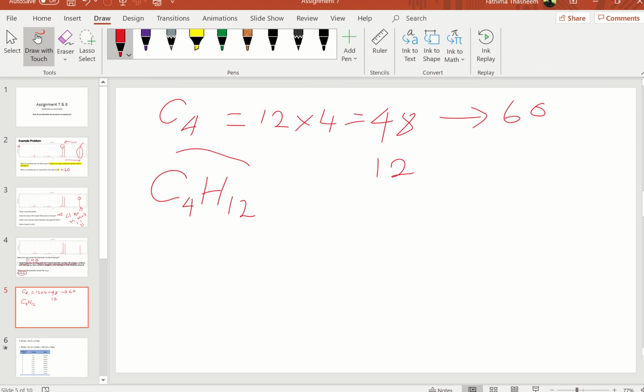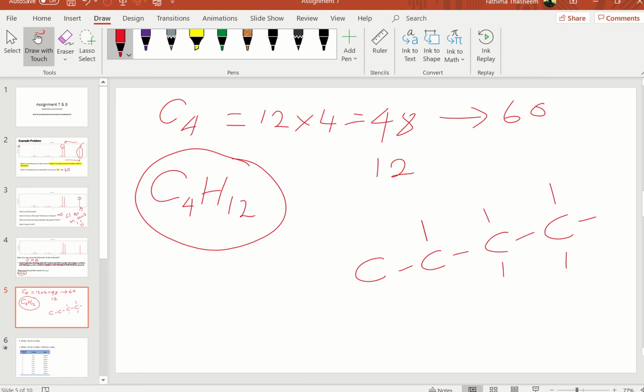Now, can this be a probable structure? You have to draw and see. I would first start by putting the carbons like this, and then put hydrogens at the ends like this. How many hydrogens can I put? 1, 2, 3, 4, 5, 6, 7, 8, 9, 10. So I can only put C4H10. So 12 exceeds the maximum number of hydrogens.